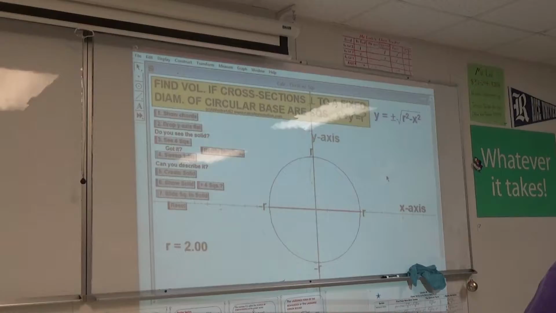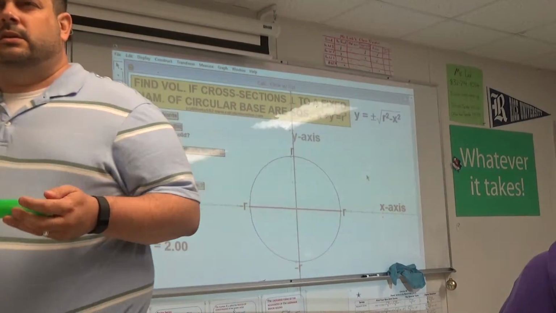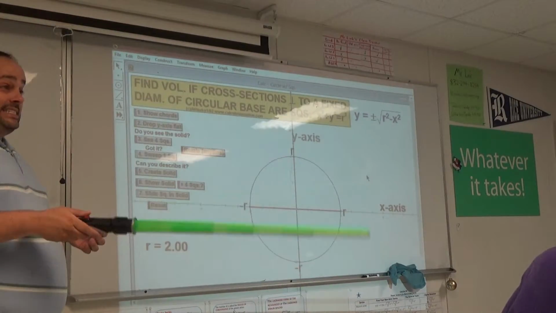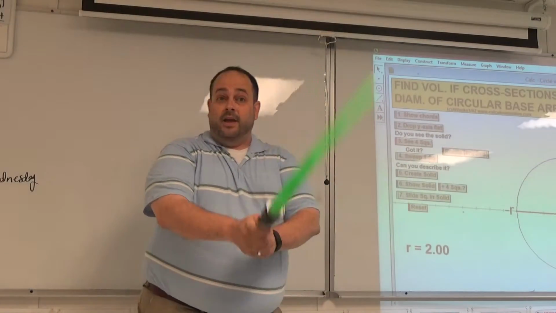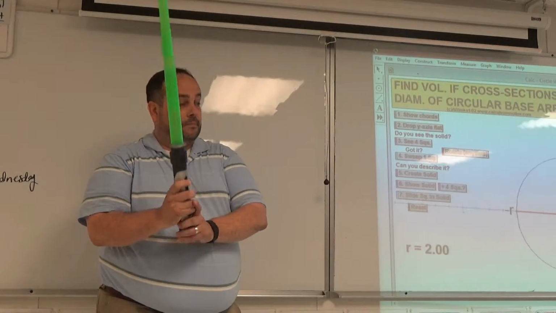Rather than doing volumes of revolution, the new idea is going to be called cross sections. I want to think about slices, just like if I was slicing the Sunday ham. I'm going to take my knife and slice up the Sunday ham. Here's how we're going to build this object.